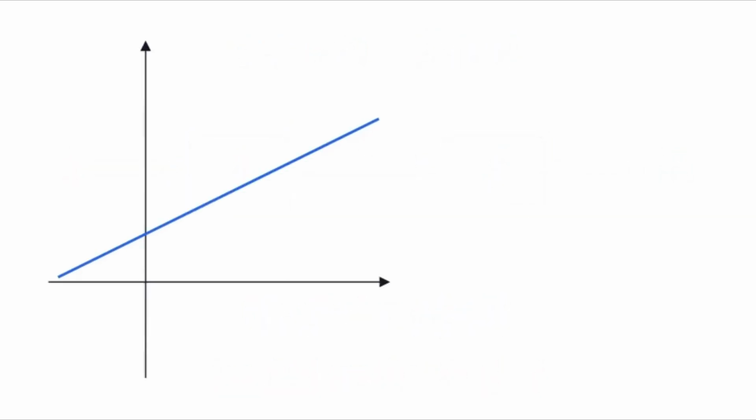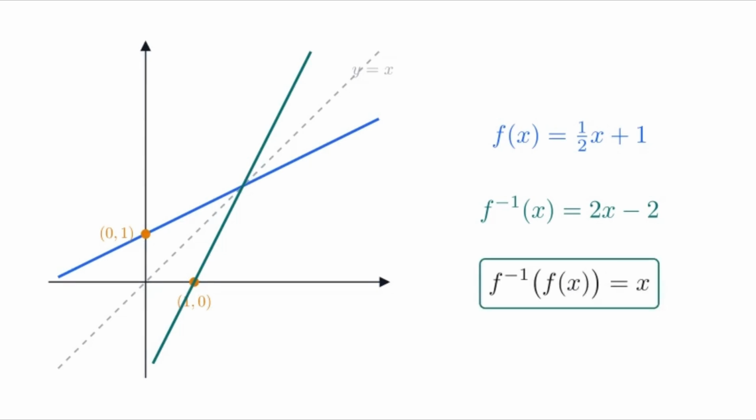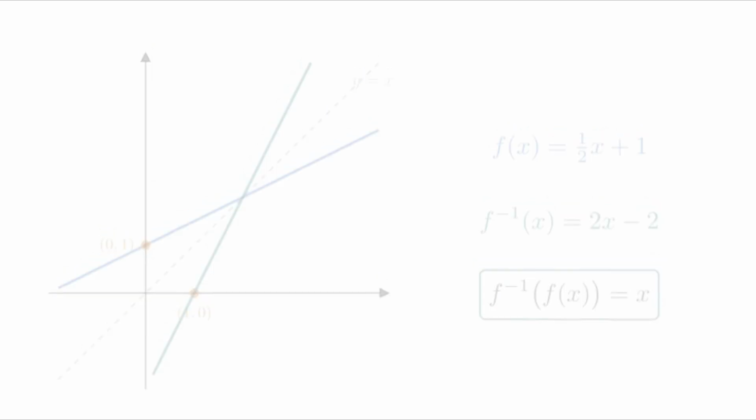Last idea, running the machine backwards. The inverse takes an output and returns the input that produced it. So every point swaps its coordinates, and the whole graph reflects across the line y equals x. Halve and add 1, going forwards. Subtract 1 and double, coming back. Do one then the other, and you land exactly where you started. That's what makes them inverses. This only works if every output came from a single input, which is why not every function has one.